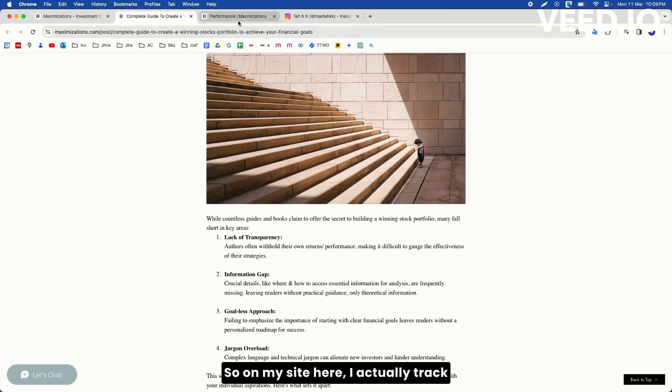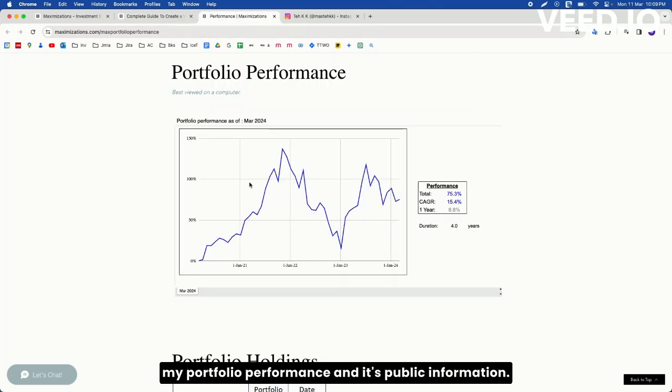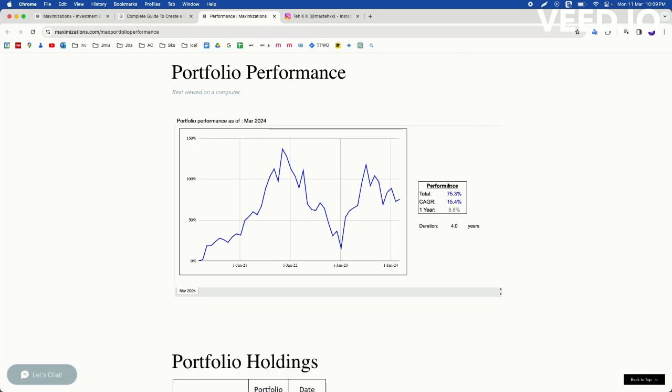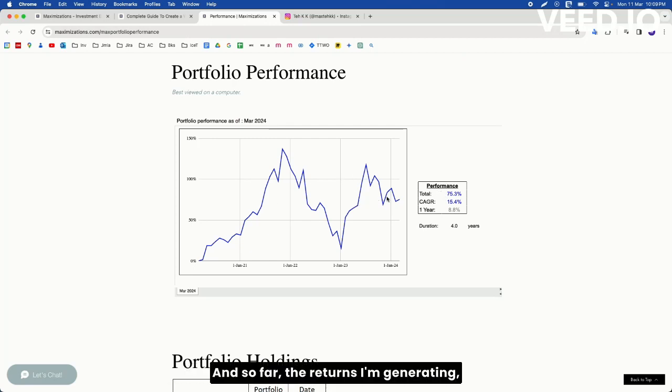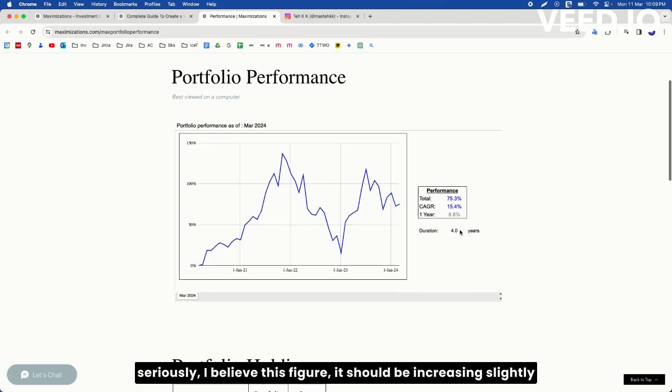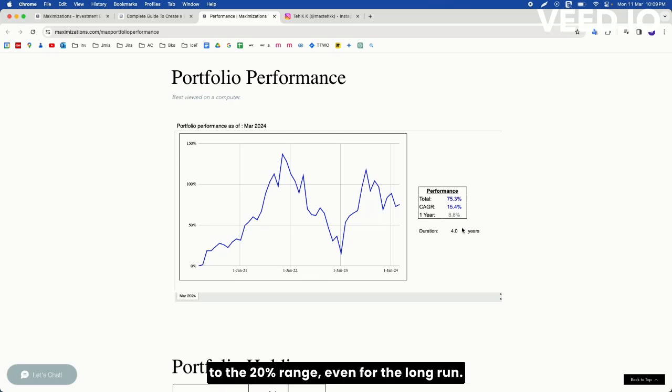So on my side here, I actually track my portfolio performance and it's public information. And so far, the returns I'm generating, I think they're quite okay. Generating about 15% CAGR per year in the 4 years that I've been tracking it quite seriously. I believe this figure should be increasing slightly to the 20% range even for the long run.